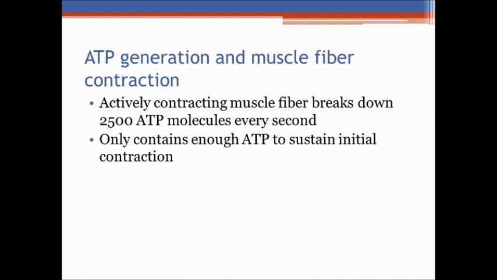Actively contracting muscle fibers breaks down 2,500 ATP molecules every second. So it is definitely not good for your energy reserves to constantly be contracting your muscles. Your body only contains enough ATP to sustain an initial contraction, so you need to constantly be making ATP as you exercise. Which is why some people feel really energized after they exercise, because they're making ATP during that process.